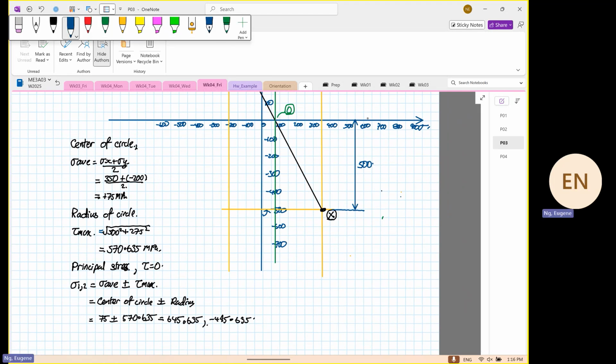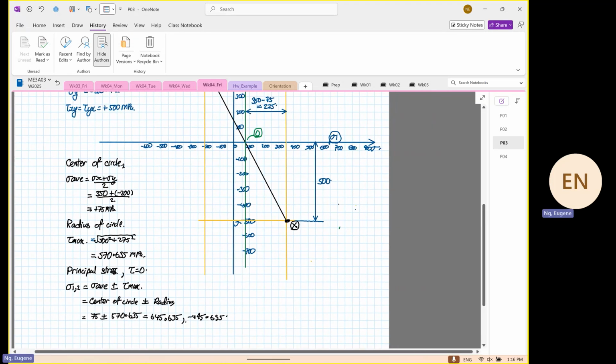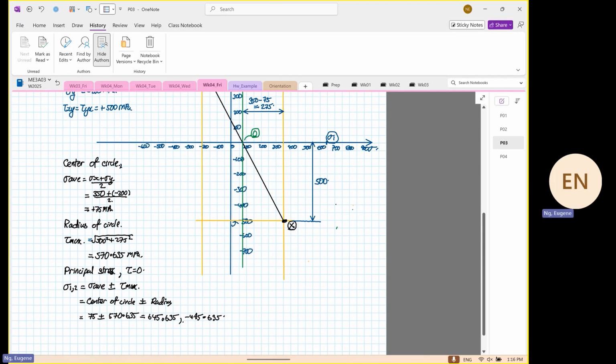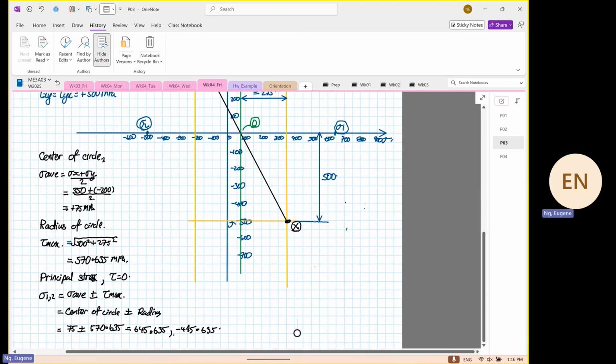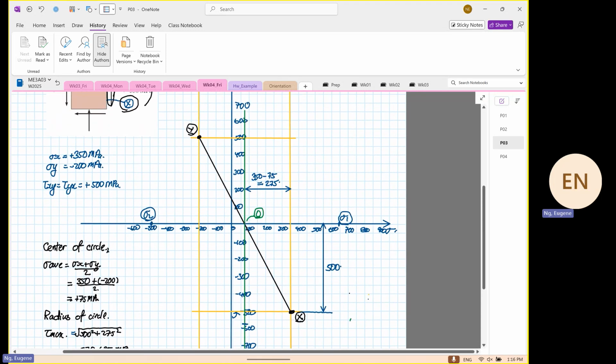So what we have done now is we have determined 2 points. One point, which is 645, I'm eyeballing this, I call my stress 1 value. And the other one is minus 495, so this is my stress 2. From here, we know our maximum shear stress is 570. So I'm just going to eyeball the 570, somewhere around here.